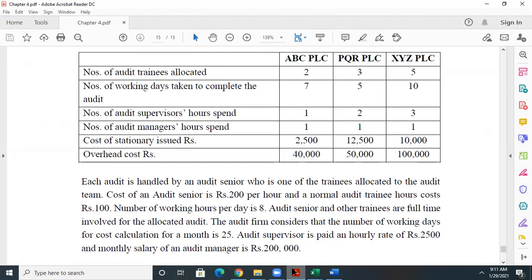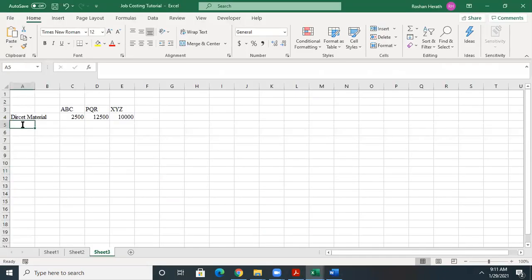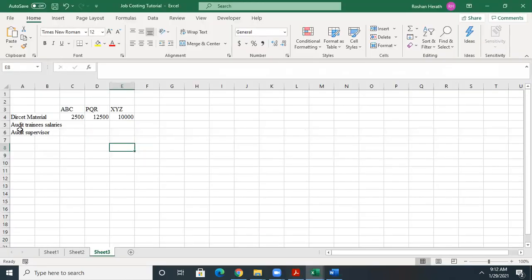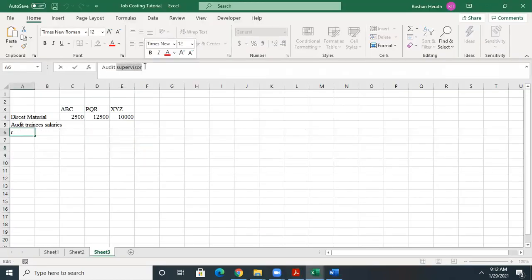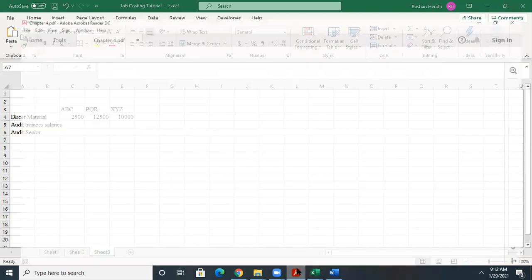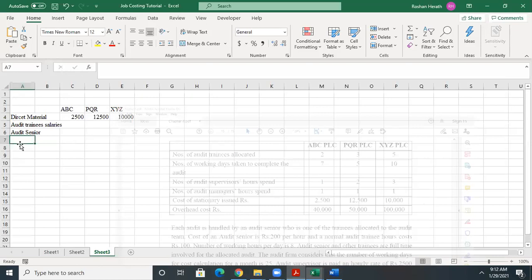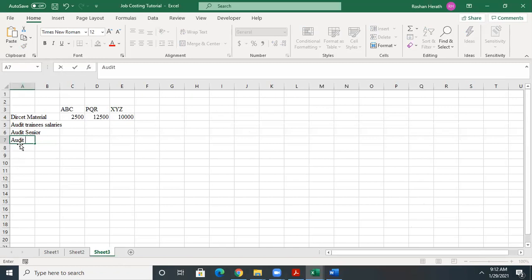Then you have the audit trainees' salaries. There you need to make a kind of distinction. Audit supervisor. It's a kind of senior member, I think. Sorry, audit senior, no? Supervisor. Audit senior. And there you have the audit trainee. So it's going to be the junior, no?